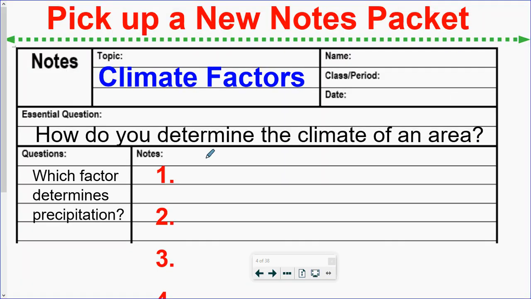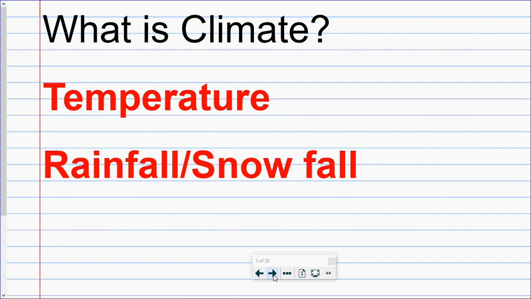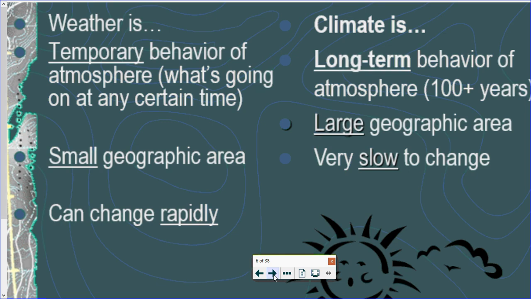So here we go. The first thing is to figure out what is climate. So climate is an average temperature and an average rainfall, or snowfall, so just precipitation in general. So climate gives us the ability to summarize what a region of the world is going to be experiencing.